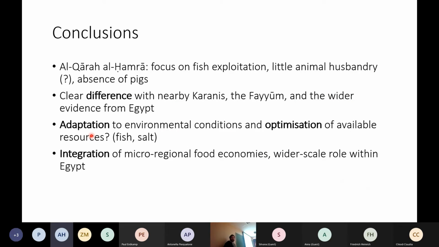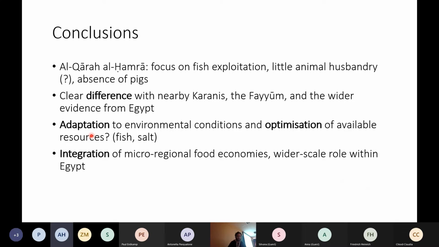So in conclusion, the evidence we have seen suggests that in Qarat al-Hamra, the focus of the animal food economy was on fish, with very little contribution from animal husbandry. Perhaps we have to see what will happen in future excavations, and again, perhaps with the absence of pigs, most likely due to environmental conditions and to the fact that pigs could actually be reared just in the southeast of the settlement. So there is a clear difference with nearby Karanis and the Fayyūm in general, and this was the explanation, perhaps. All these activities would imply obviously an adaptation to environmental conditions and the optimization of what was actually available at the site, so fish and salt.